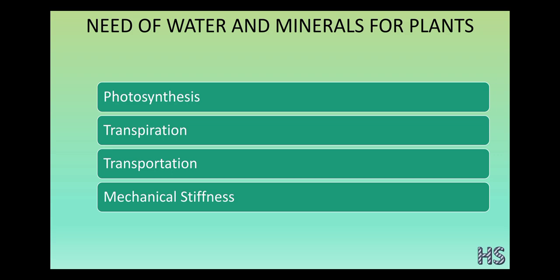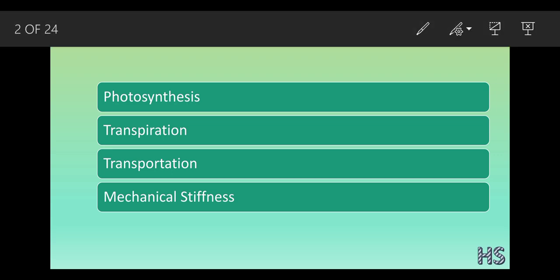The four main reasons have been listed out here, that is photosynthesis, transpiration, transportation, and mechanical stiffness. One by one, I am going to discuss the parts. The word photosynthesis means in the presence of light, plants prepare their food. Transpiration is the loss of water from the aerial parts of the plant.